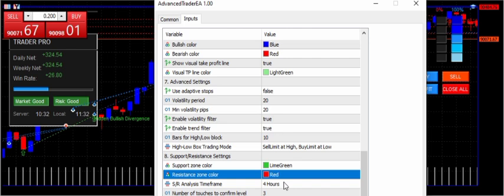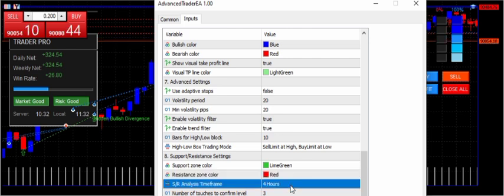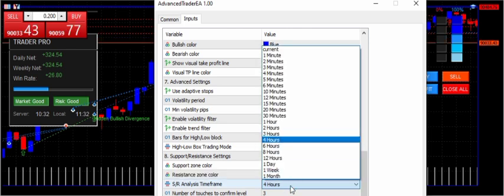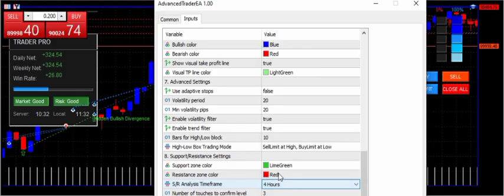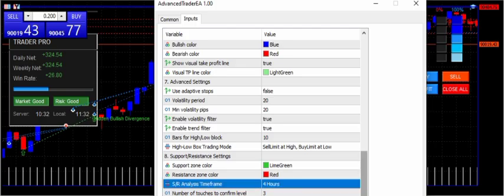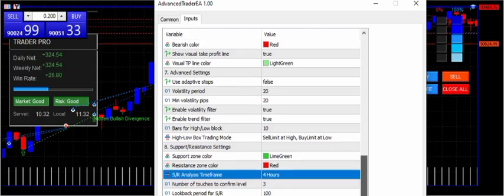Now in the analysis, remember it is 4 hour, so I can change it to any time frame of my choice, and whatever trade is executing will be executed with that time frame. So the whole logic is not controlled by one particular time frame setup; manually you can select the time frame for a particular logic.